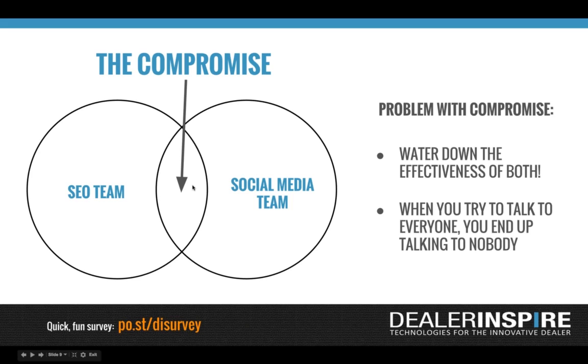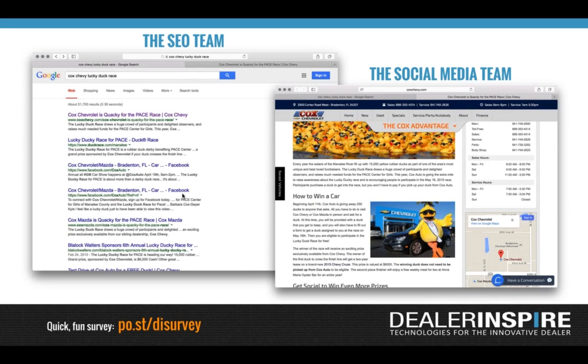So the SEO team and the social media team get together, and this sweet spot in the middle here is really the area of compromise. But the problem with compromise is that you water down the effectiveness of both, right? So if you're worried about this content ranking well in search engines and also working well in social media, you pretty much have to water down your efforts, and that's not good, because I love this saying, when you try to talk to everybody, you really end up talking to nobody, and that's really the issue here. So that's the problem, but how do you solve it?